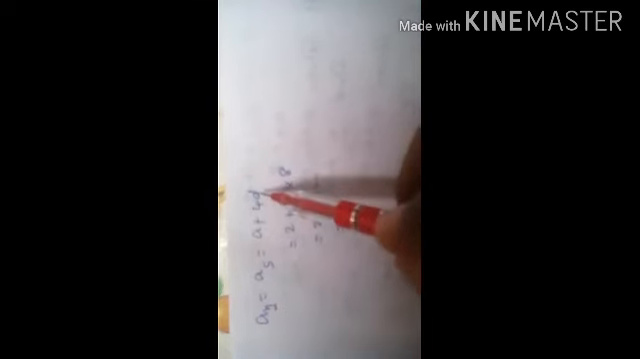I am substituting here. A5 is equal to A plus 4D. So we have D is equal to 8, A is equal to 2. So 2 plus 32. 2 plus 32 is equal to 34.